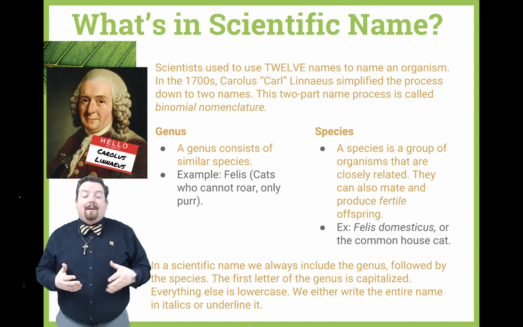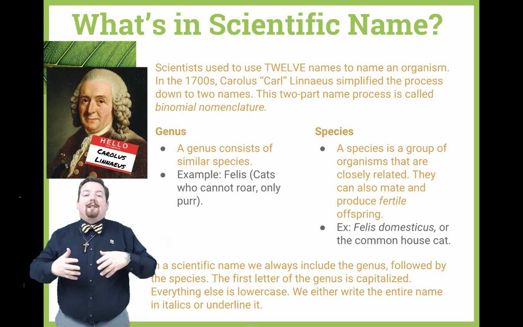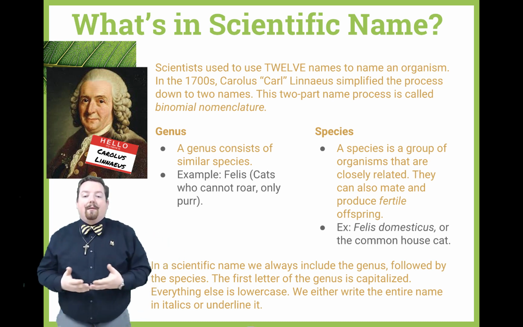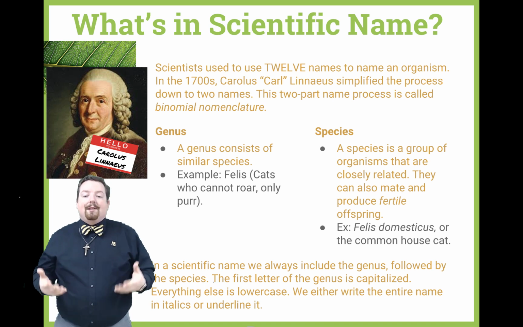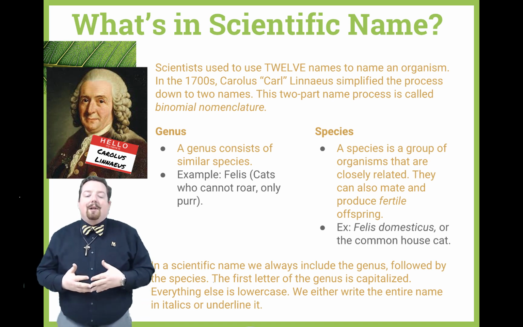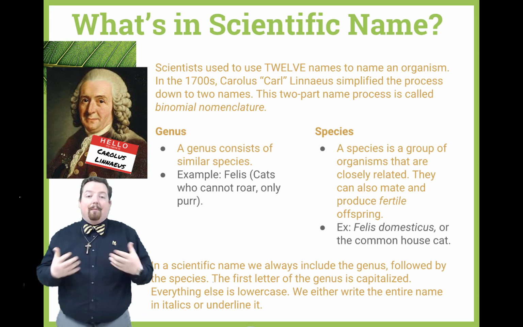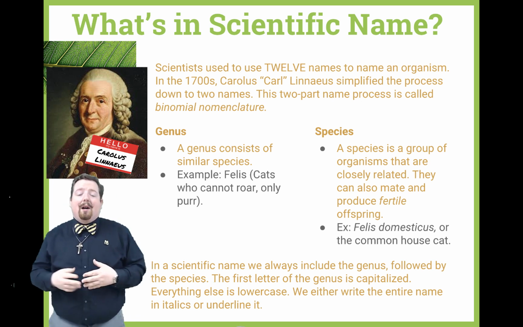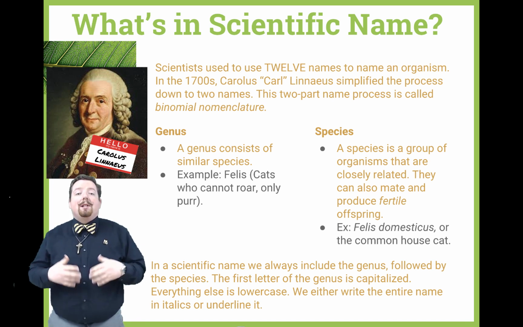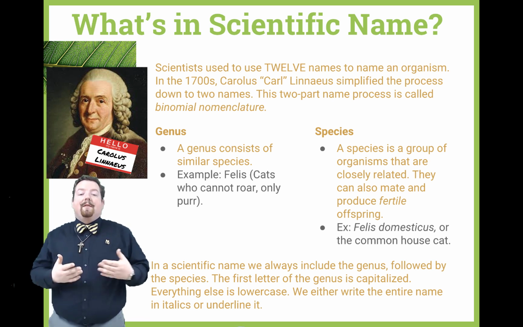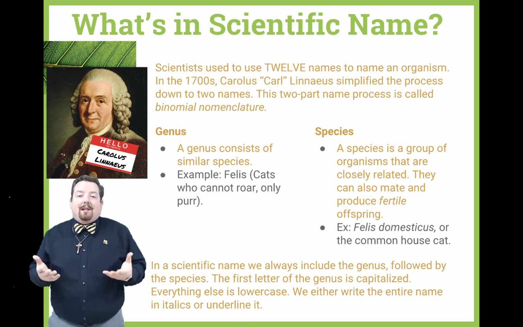The first part of the name is a genus, which consists of species that are similar to each other. So for example, Felis would be a genus, which consists of all cats who cannot roar, they can only purr. Species is the second part of the scientific name. This is a group of organisms that are closely related, are able to mate and produce offspring that are fertile. One example would be the Felis domesticus, domesticus here being the species. This is just the common house cat.